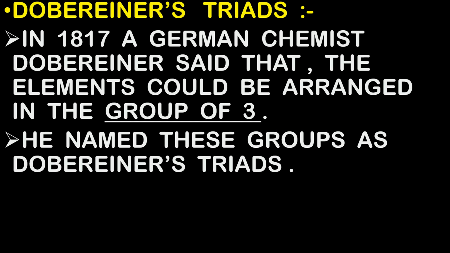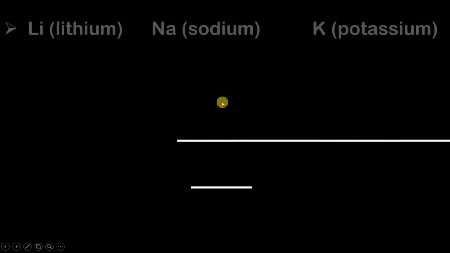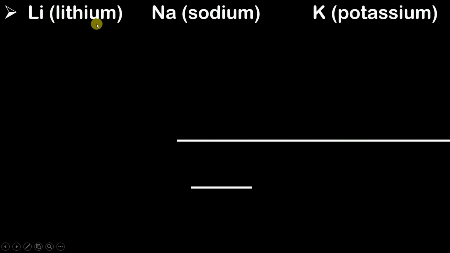But the question here is how to decide which three elements we must take in one group. Is there any specific rule that we must have only those specific 3 elements in one group, or can we take any random 3 elements in one group? Now to answer this question, he gave us an example. He said, let us consider a group of lithium, sodium and potassium. As we all know, the atomic mass of lithium is 7, the atomic mass of sodium is 23 and the atomic mass of potassium is 39.